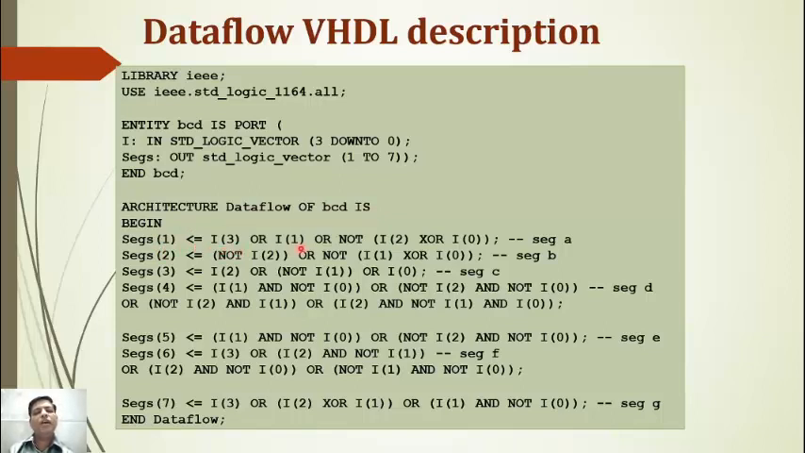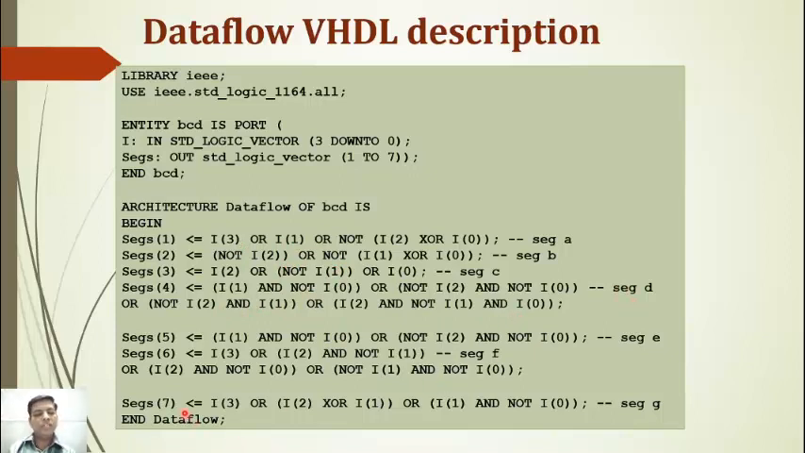Segment 1 is less than or equal to I3 or I1 or not I2 XOR I0. Segment A, whatever the logical equations we have already found by using K-map, the same equations we are assigning to each segment. So segment 1 is assigned for A, segment 2 is assigned for B, segment 3 is assigned for C. Likewise A, B, C, D, E, F, G, all the equations we have maintained here. In architecture data flow, whatever AND, OR, NOT, XOR functions are inside, all those functions we write for their segments.